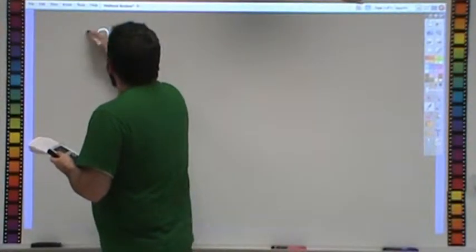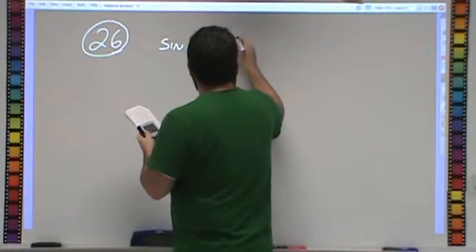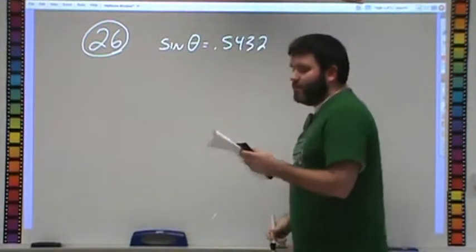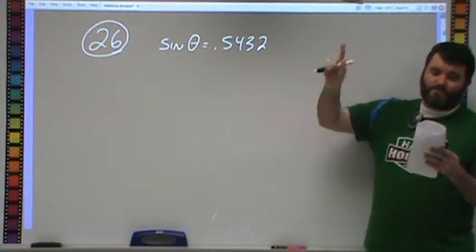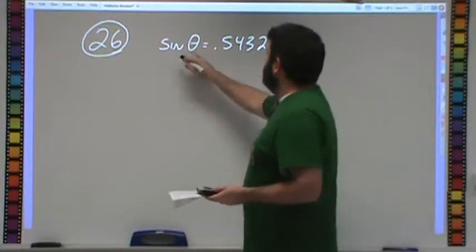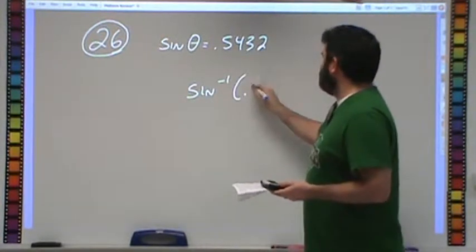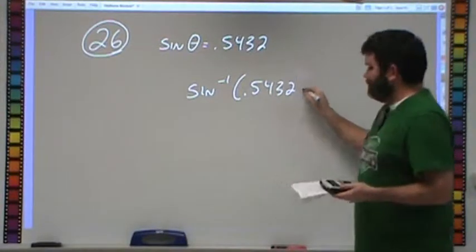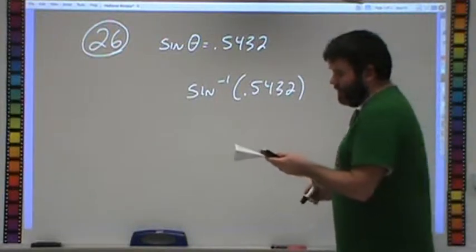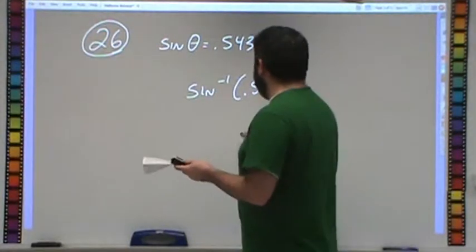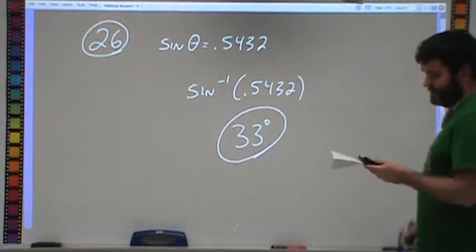26. We have sine of theta equals 0.5432. Notice it says 0 is less than theta less than 90, which means I'm just looking for my quadrant 1 answer. I'm finding theta, so that means I hit second sine, 0.5432. And that gives me 32.9, which will round up to 33. So that one's 33 degrees.